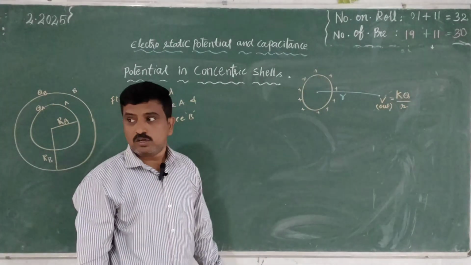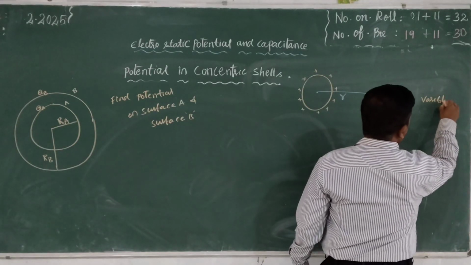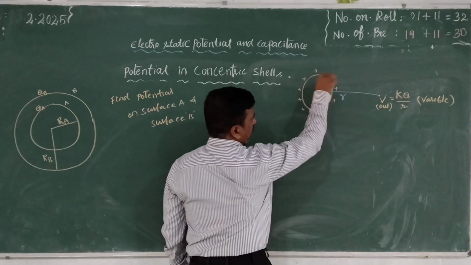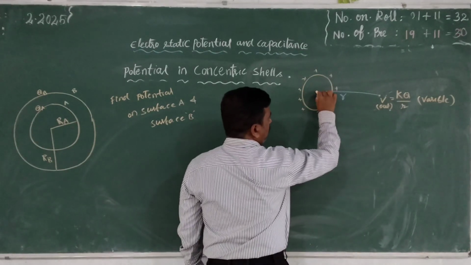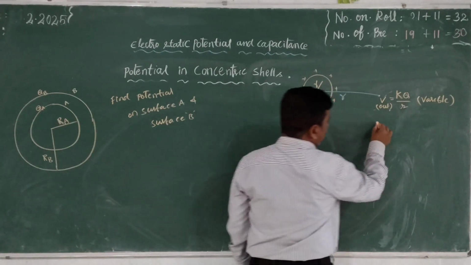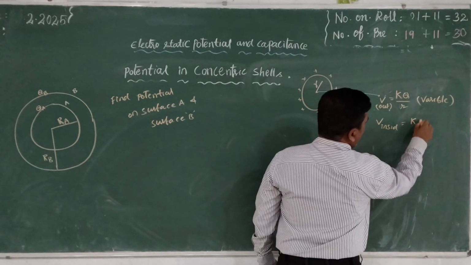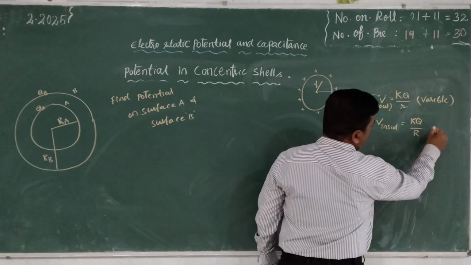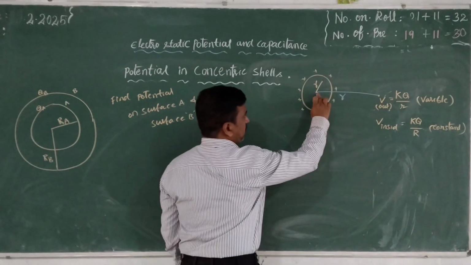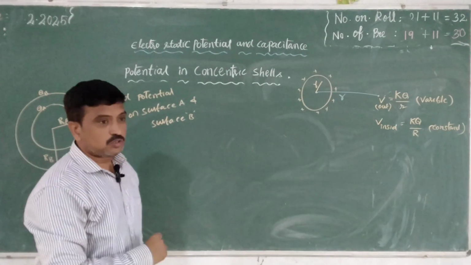What is the potential now? kQ by small r, so that is variable. According to distance it changes. Same sphere, now for an inside point, what is the potential? The potential inside is kQ by capital R, which means it is constant, it does not change. From the center up to the surface, potential remains constant due to a conducting sphere.